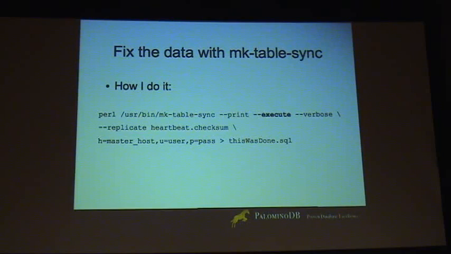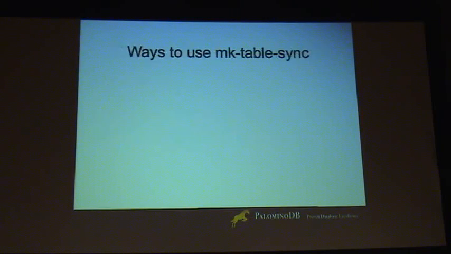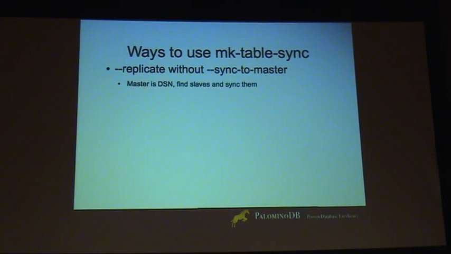So it uses that. If you don't have that checksum table, it's going to be like, okay, sync is done, and you're like, no, it's not. You didn't do anything. So you have to do that. So the other ways to use mk-table-sync: replicate without sync-to-master, which is what we just did. The master is the DSN, so the DSN is that user, host, password string, this one.